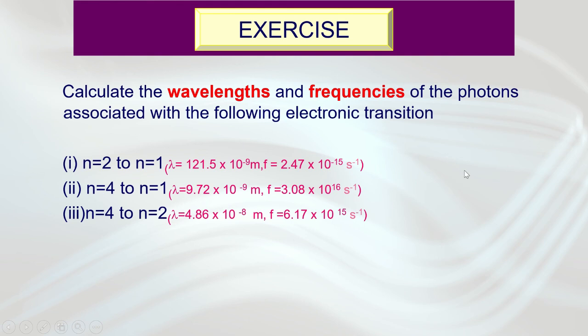So here are the exercises that you need to do. Please do it by yourself. Calculate the wavelengths and frequency. First you must use the Rydberg equation to get the wavelength, and then you can use the speed of light to calculate the frequency.